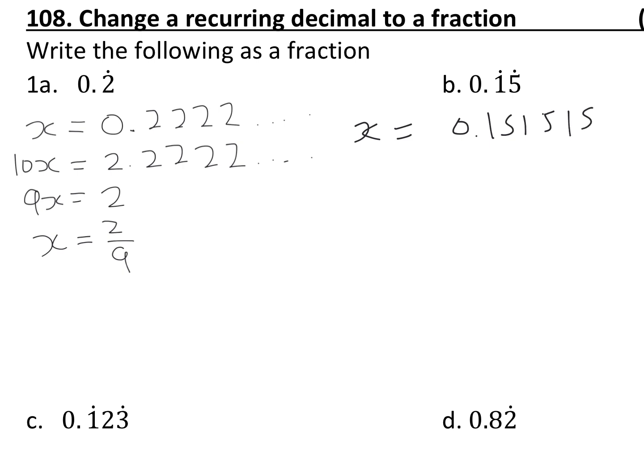0.151515 and so on. Instead of considering 10x, I'm going to consider 100x. Think about why, because that's important so you know in the future. When there was one number recurring, we times it by 10. If we have 2 digits recurring, we times it by 100, with 2 zeros. If we have 3 digits recurring, times by 1,000, and so on and so forth.